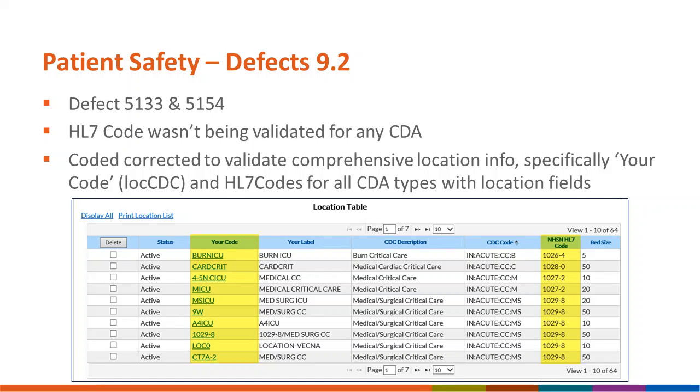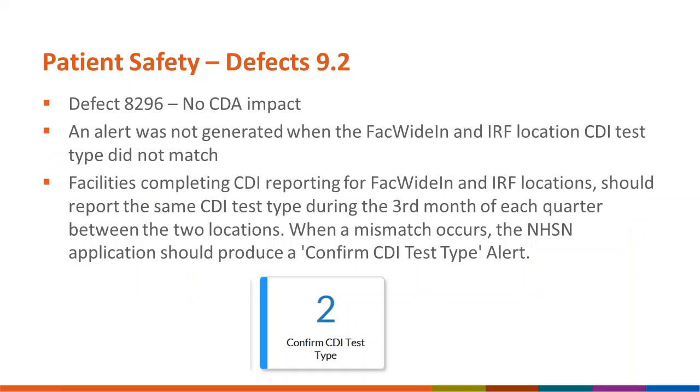Next slide. Defect 8296 is for CDI reporting for FAC-wide in and IRF locations. Facilities should report the same CDI test type during the third month of each quarter between the two locations. When a mismatch occurs, the NHSN application should produce a confirmed CDI test type alert. Currently, the alert is not always being produced. We have corrected this, and an alert should appear if there is a mismatch. And again, this defect does not have any CDA impact. Next slide.